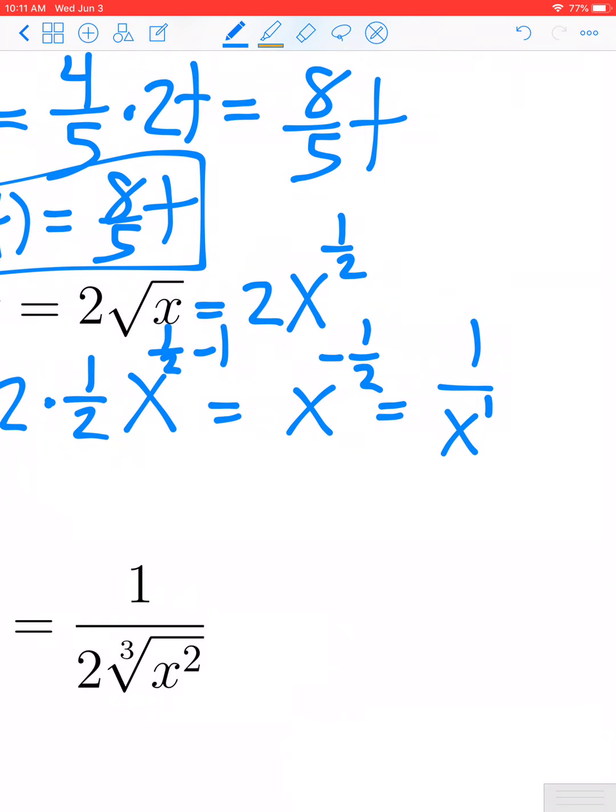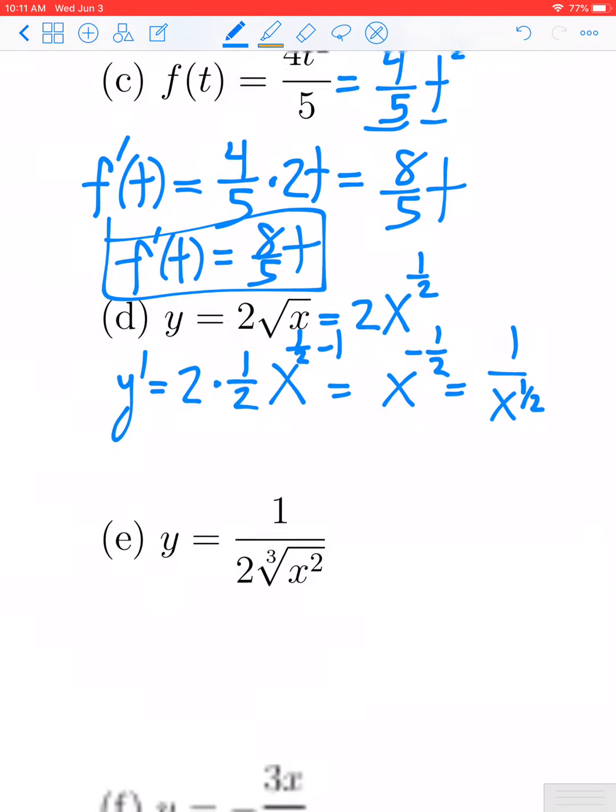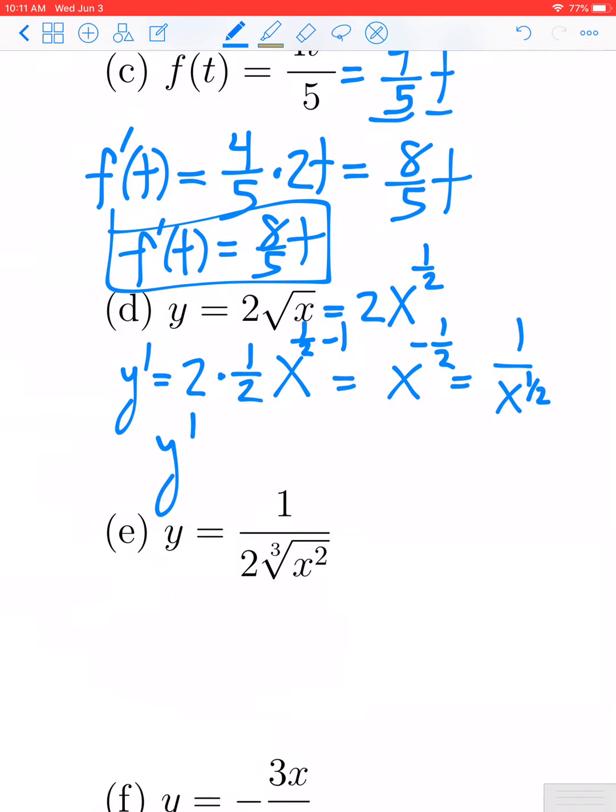We can go ahead and rewrite it. This would be 1 divided by x to the 1/2. So y prime is 1 over x to the 1/2 power, or you could even call it 1 divided by the square root of x, if you want to go back to radical notation.